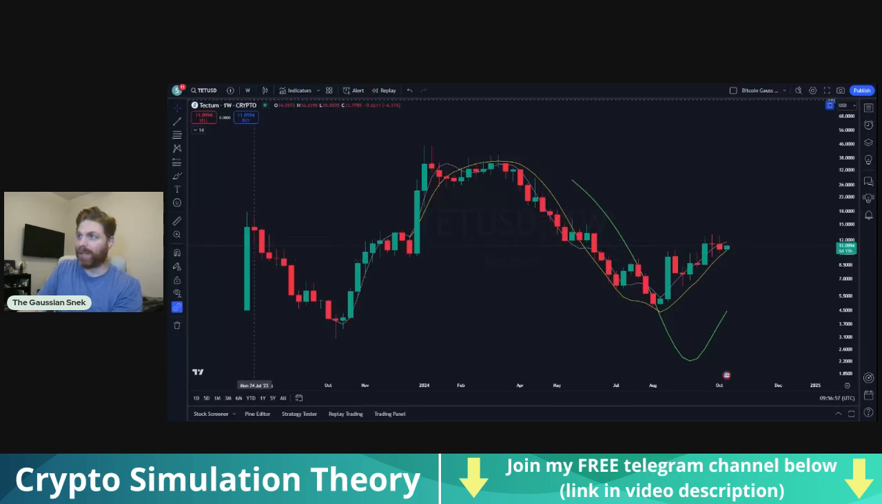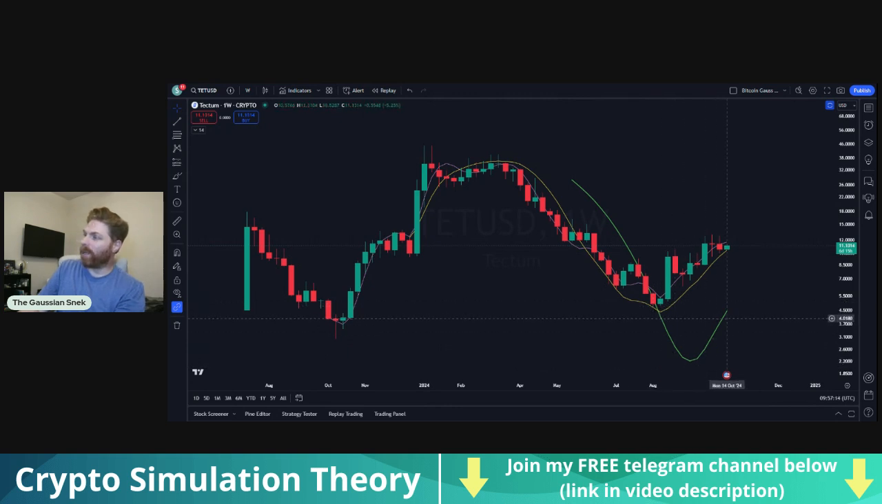Tectum is known as TET USD. This chart goes back to July of 2023. It's about a year and a half old, so I have it on the weekly, which is a great time frame to analyze. And you can see back in the summer, TET put in a pretty significant low. I think that probably was the low.